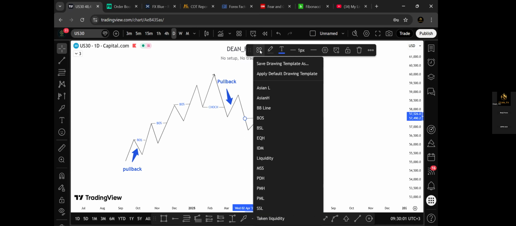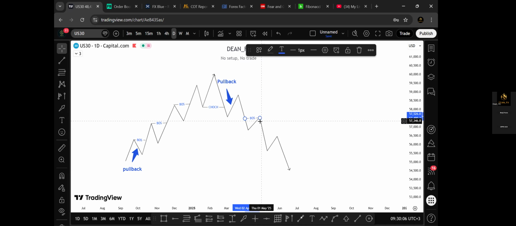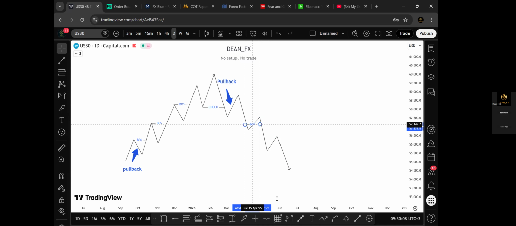that will be called a break of structure. No, sorry, this one here. And also, because I forgot this one.